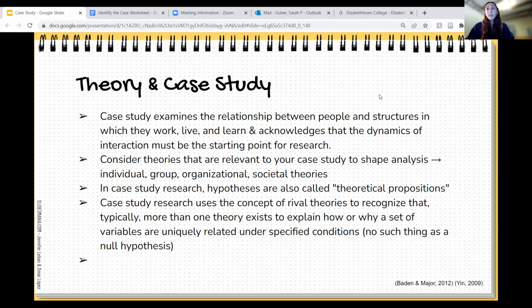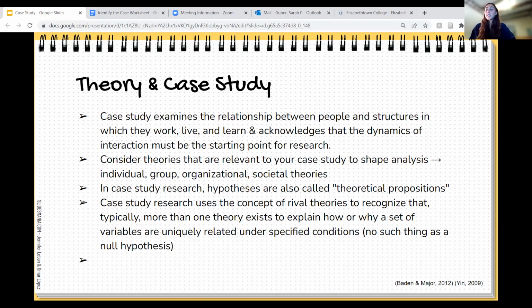Furthermore, in relation to OT, case studies have a big relation to theory, as we've been learning about in Terry's class. Case studies examine the relationship between people and structures in which they work, live, and learn, and acknowledge that the dynamics of interaction must be the starting point for research. So you really begin case studies with theory. You want to consider the theories that are relevant to your case, and these theories will help you shape your analysis once you gather the data from your case study.